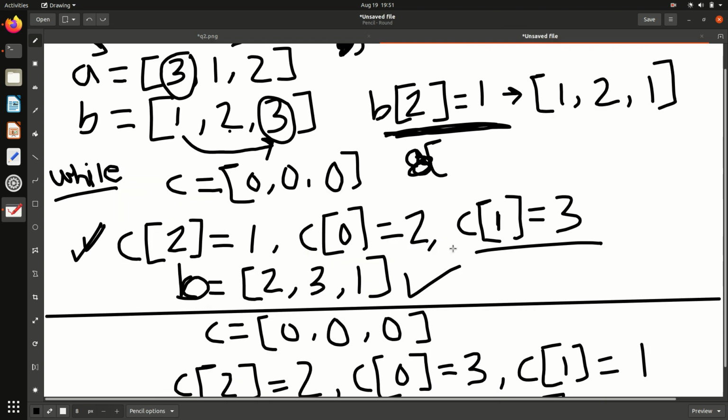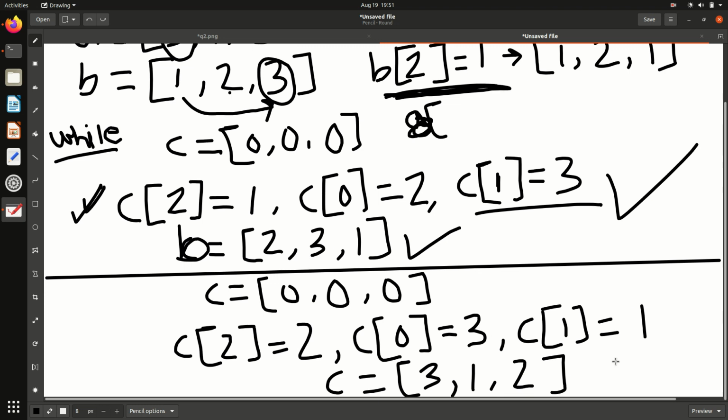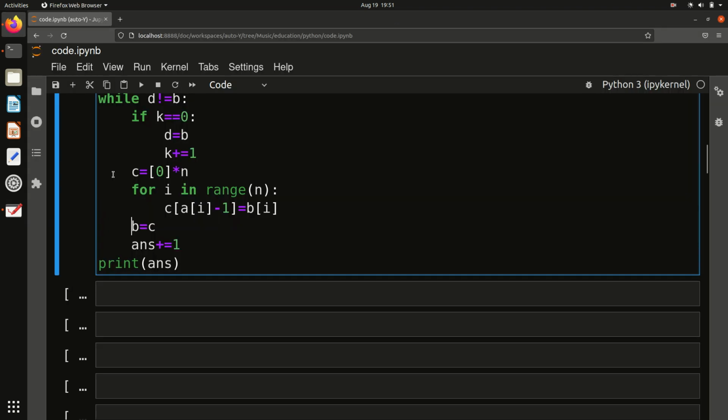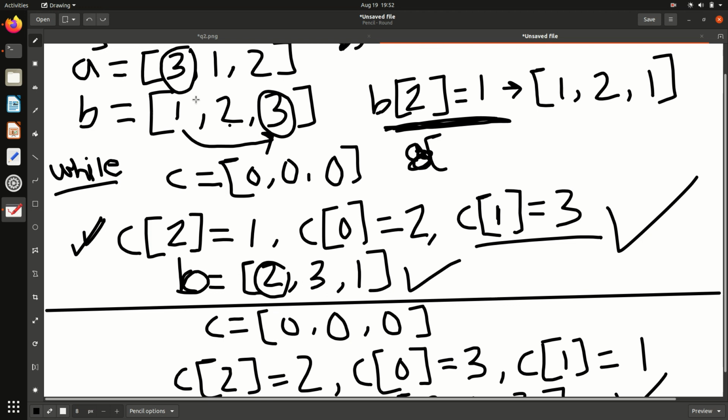I hope you understand how we are changing the position with the help of programming. So this we got after iteration 1. Again we will do the iteration, the second iteration of the while loop, and again we will change the position. Now the new b is 2, 3, 1. Now where will this 2 go? This 2 will go to position 3, but indexing 2.